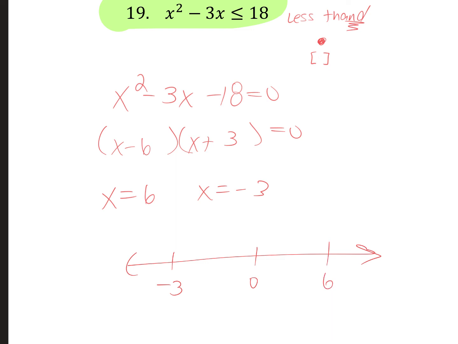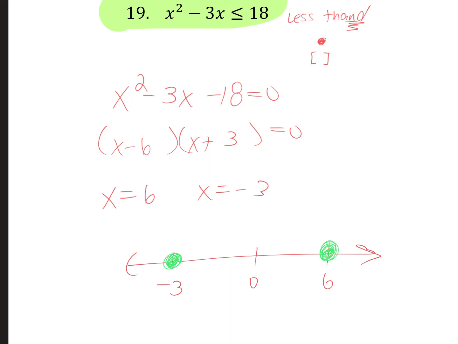Now, two ways you could do this. You didn't have to talk to yourself like you did at the beginning here. You could have just factored it, found your points, and said, okay, what kind of dots do I have now at negative 3? Closed, because it's less than or equal to. And then 6. And then you can test points. You can test something to the left of negative 3, something in between negative 3 and 6, and then something higher than 6 to see where your solutions are true.